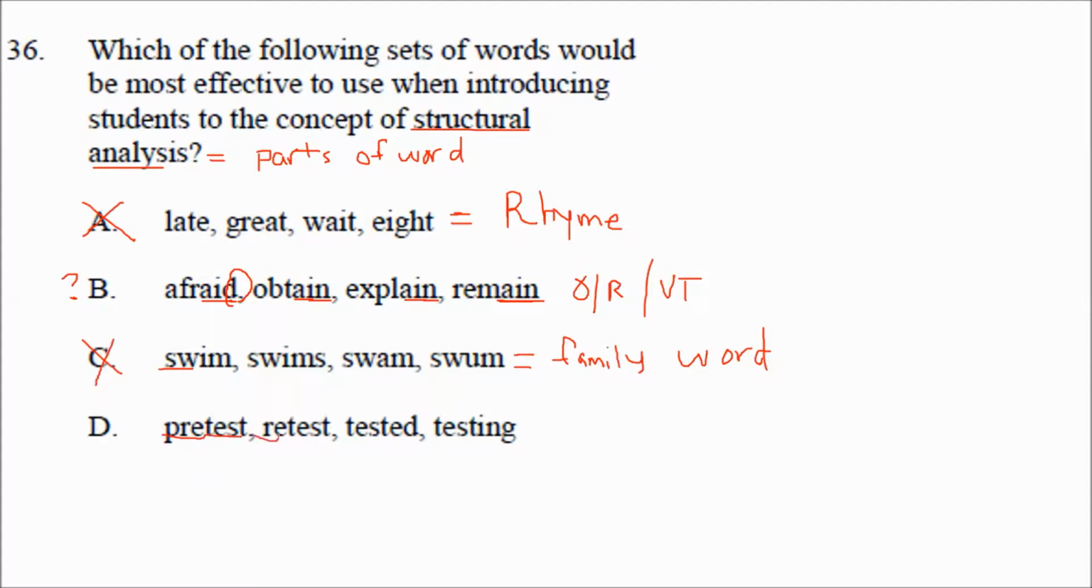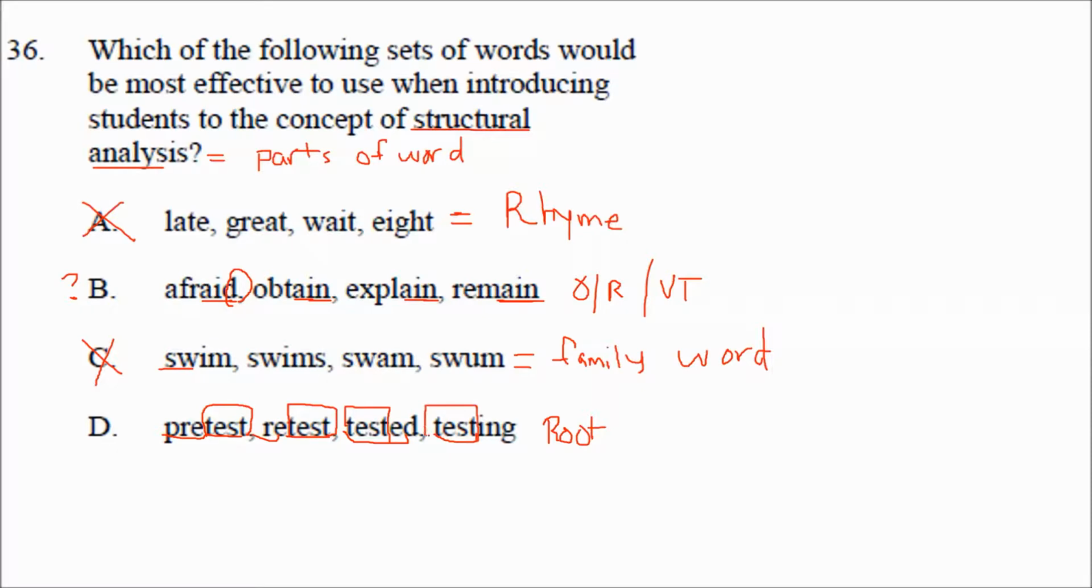Pretest, retest, tested, or testing. So these are not family words because they don't have a similar meaning. But what they do have similar is a root word. And I can go ahead and pull the meaning of this word or read parts of the word based on that root word. So we have test, test, test, and test.